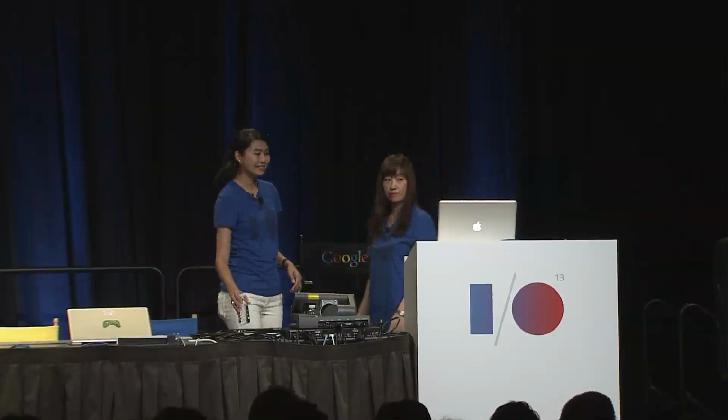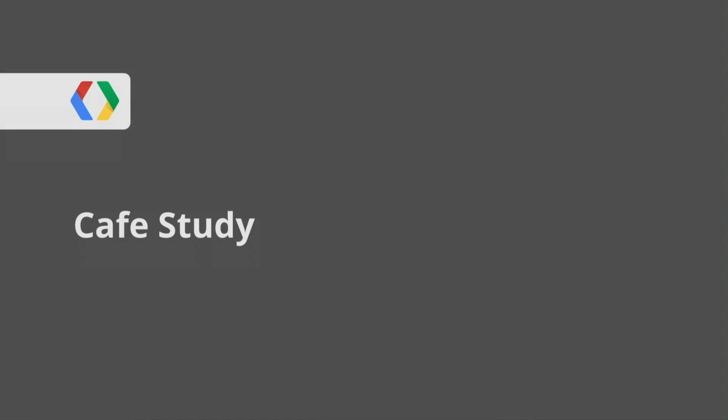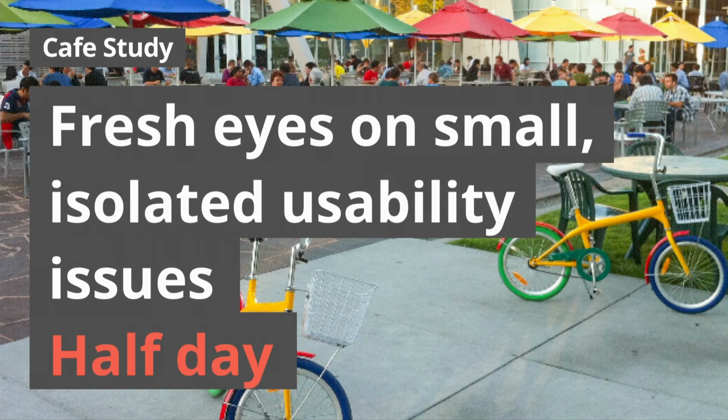So our next method is the cafe study, which is a very popular study method at Google. And as you can tell from the picture, you get to talk to real people in a cafe study. It's a quick way to get real user feedback without needing a lab or pre-recruited participants. You use your device running a prototype in a cafe, and you politely ask people if they could give you their feedback on your product.